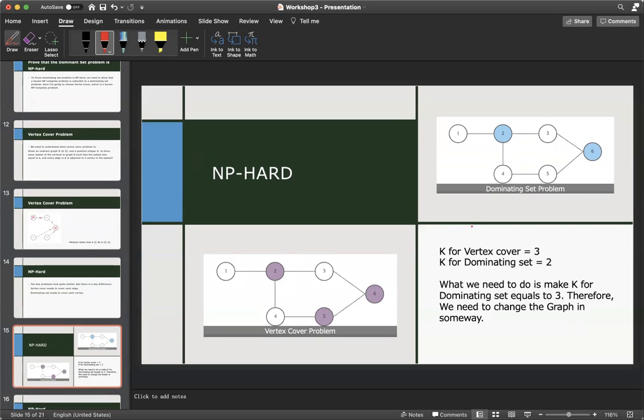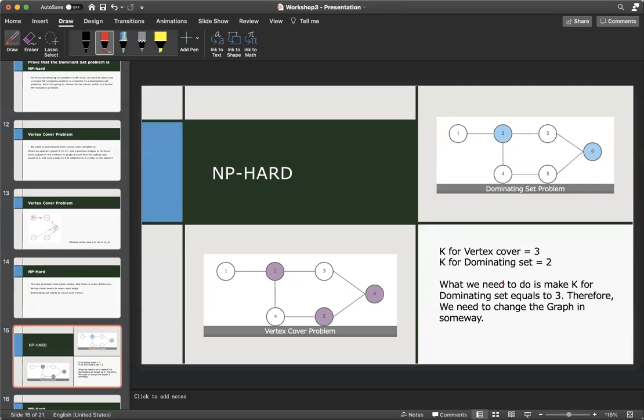All right, so how can we do the reduction from the vertex cover problem to the dominating set problem? Firstly, I will have two exactly same graphs. You can see I have the same number of vertices and the same number of edges. But you can see the difference is the k value. The k value for the vertex cover is equal to 3, which means the answer includes 3 vertices: 2, 5, 6. And the k value for the dominating set problem is equal to 2, which means there are 2 vertices in our solution, which is 2 and 6.